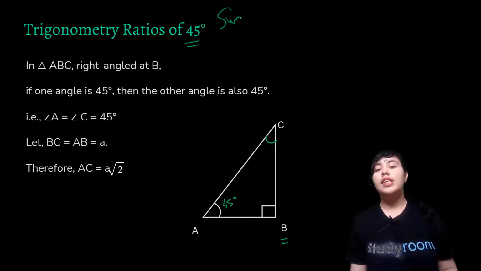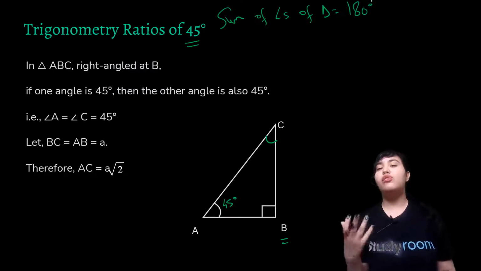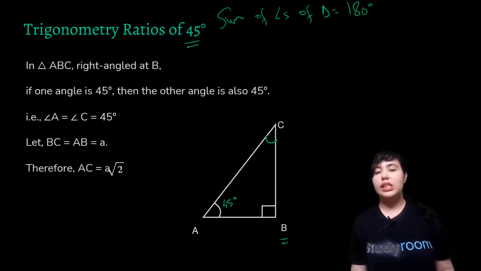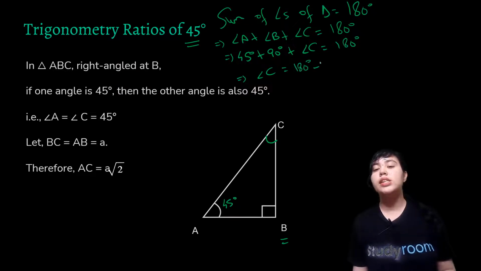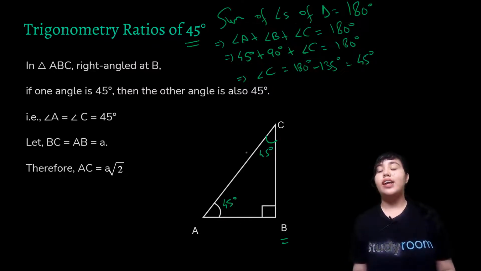How? We know that the sum of angles of a triangle is equal to 180 degree. Irrespective of the type of triangle, the sum of angles is always 180 degree. So what are the three angles over here? Angle A plus angle B plus angle C equal to 180 degree. Now I am saying that let's say angle A is 45 degree and angle B is a right angle, so this is 90 degree. Plus let's see what angle C will be. So this will be 135 degree. If I take it on the RHS, it becomes 180 degree minus 135 degree, which is 45 degree. So always in a right angle triangle, if one angle is 45, then the other angle is also 45 degree.